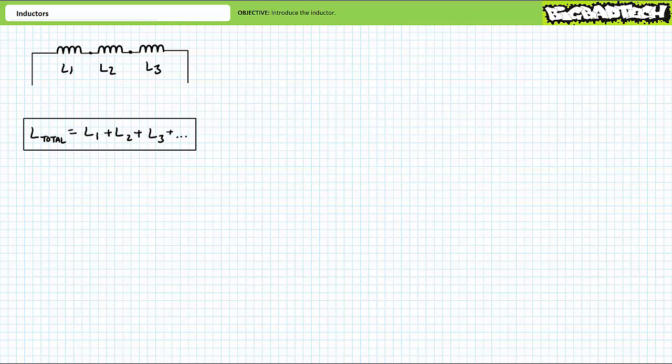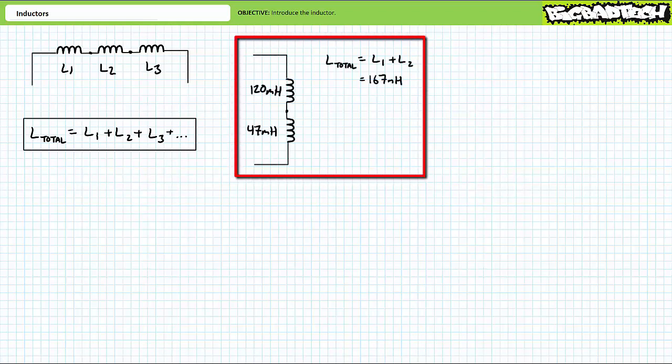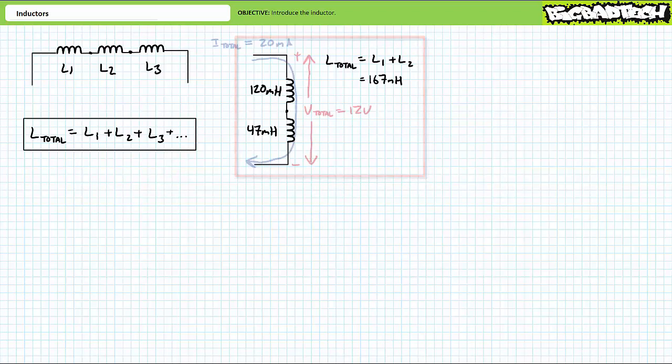Inductors in series add up. Given a series combination of 2 or more inductors, the total inductance of the series relationship is L1 plus L2 plus L3 and so on. The total inductance of this series relationship is 120 plus 47, or 167 millihenries. Easy. If we know voltage across this series combination of inductors to be 12 volts and current through it to be 20 milliamperes, we can use series circuit properties to determine how voltage is apportioned and how current flows through individual series elements. Again, just think of the inductors as if they were resistors.